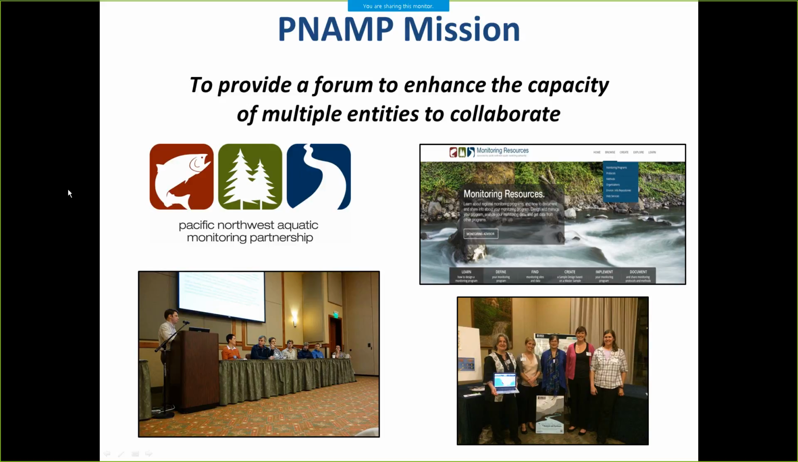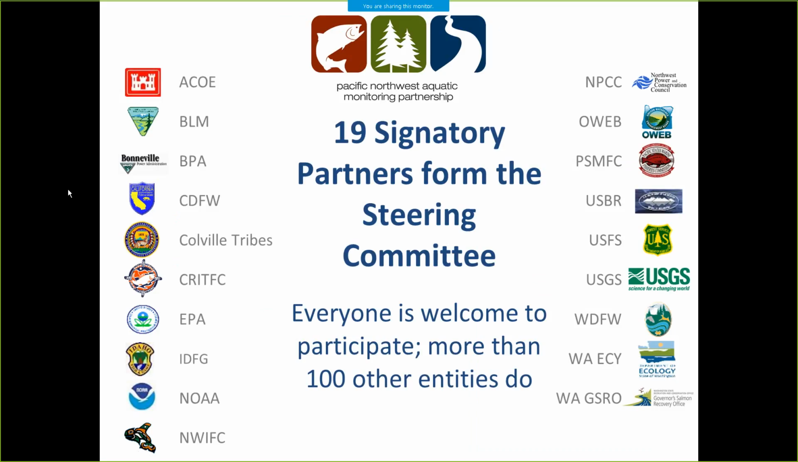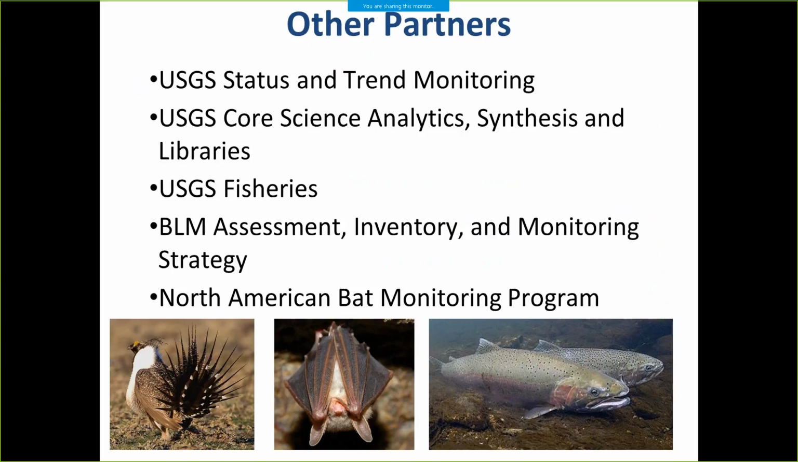So our entity, PNAMP, works together. We have 19 signatory partners that form a steering committee. We have over 100 participants that work on multiple different projects, both creating the human infrastructure and creating the systems infrastructure to share information. And in addition to these 19 signatory partners, our regional collaborators, we also have other partners outside of the Pacific Northwest, including USGS Status and Trends Monitoring Program, the USGS Core Science Analytic Synthesis and Libraries, USGS Fisheries, BLM Assessment, Inventory, and Monitoring Strategy, and the North American Bat Monitoring Program.